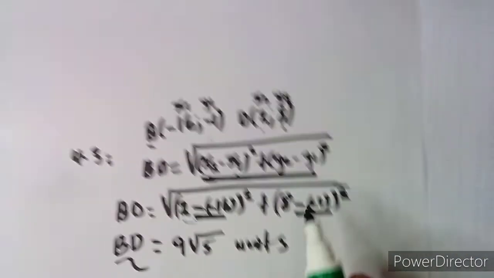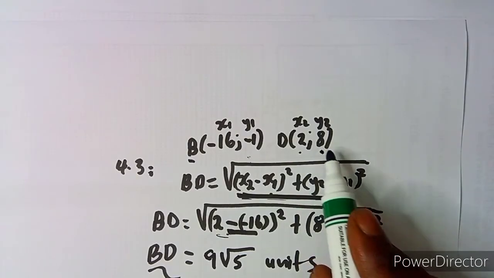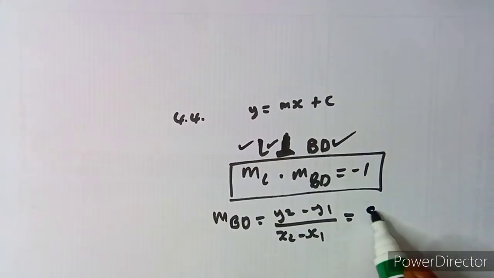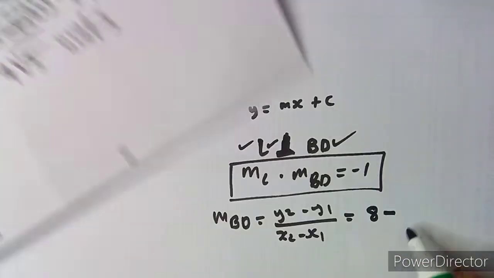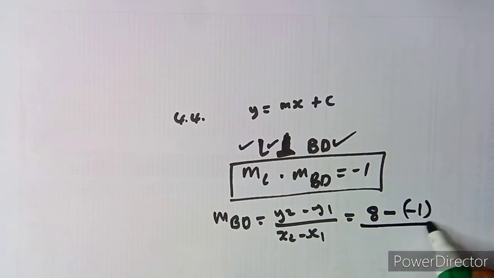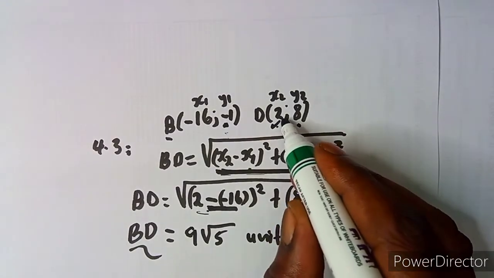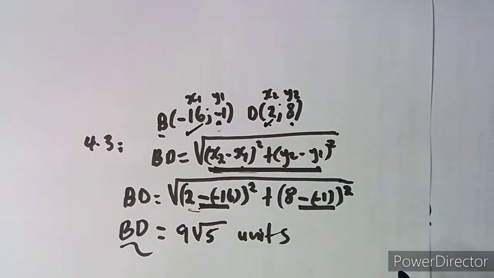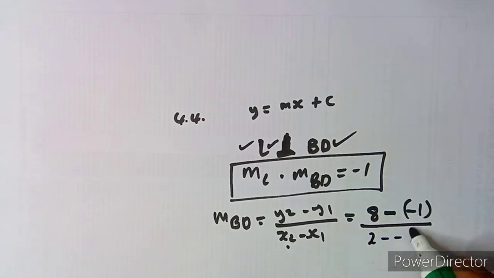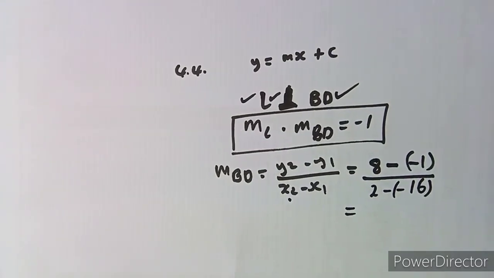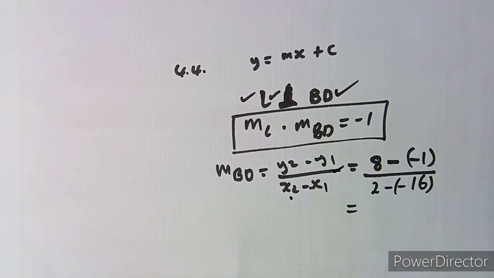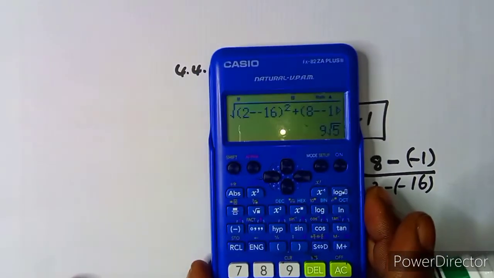So on y2, this is our y2, which is 8, so it's 8. So take note, I said on the formula you substitute as it is, so it's 8 minus y1. Your y1 is -1, so it's going to be -1 like this over x2. You substitute your x2, which in this case is 2, and your x1 is -16. So it's 2 minus -16. On the formula, you substitute as it is. You don't use 8 plus 1 over 2 plus 16. No, guys. This is a substitution of the formula, okay? So take note about that one.